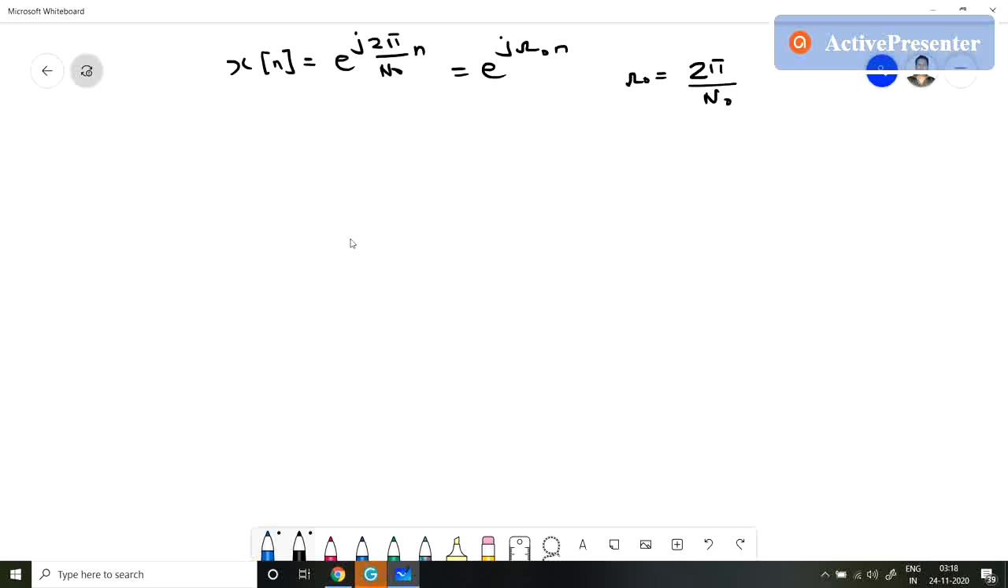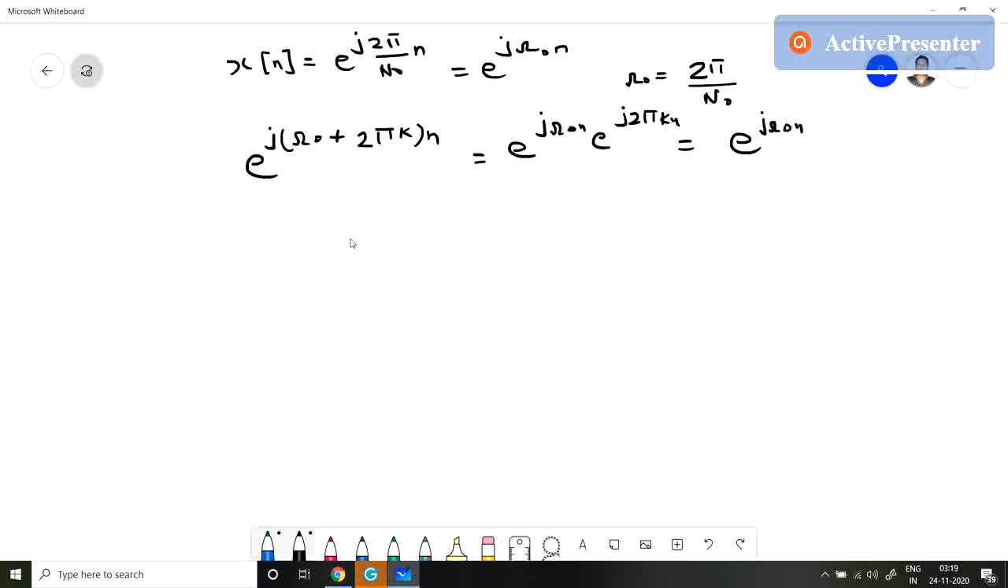if we are saying that this is periodic, then e raised to the power j ohm naught plus 2 pi k into n should be equal to e raised to the power j ohm naught n times e raised to the power j 2 pi k n, and that is equal to e raised to the power j ohm naught n. This is periodic because k is some integer value, an integer multiplier. When k is equal to 1 it is 2 pi, k equal to 2 gives 4 pi. If we add this, we get the same thing because it is periodic.